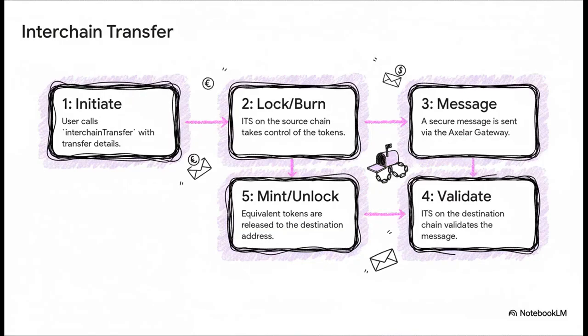And here's the whole trip mapped out. Step 1, the user kicks it off. Instantly, the service on the starting chain either locks up those tokens or burns them, taking them out of circulation. Then, and this is the magic, it wraps up all the transfer details into a secure message and sends it out. Once that message arrives on the other side and gets validated, only then does the service mint or unlock the exact same amount of tokens for the user. It's a lock and mint system, perfectly coordinated by these messages.